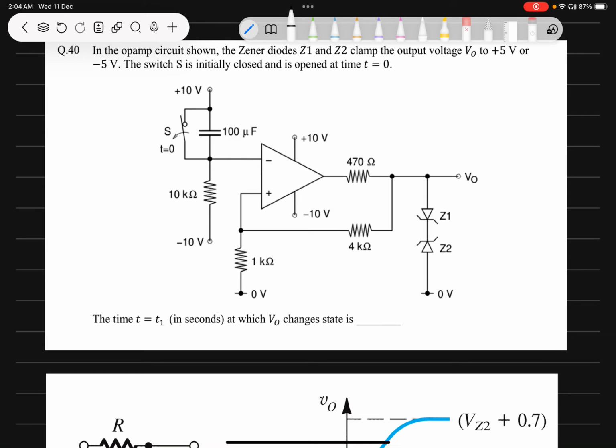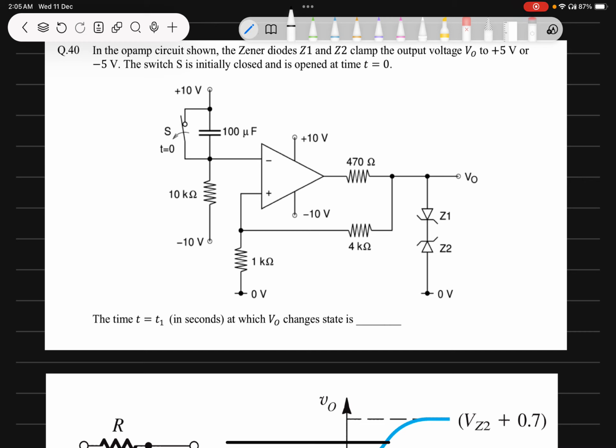Hello everyone. Today we'll be solving a problem that came in GATE 2016 in one of the three sets from analog electronics. In the problem it is given that in the circuit shown there are two Zener diodes Z1 and Z2 that clamp the output voltage to either plus 5 or minus 5. And it is given that the switch is initially closed and it is opened at time t equals 0.